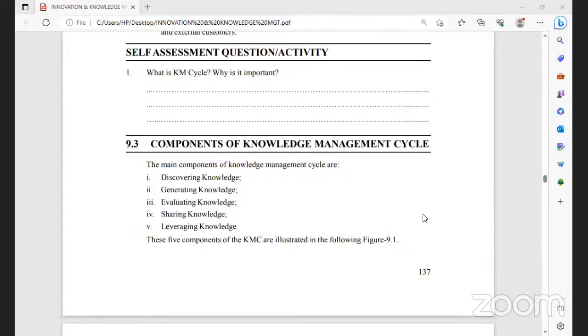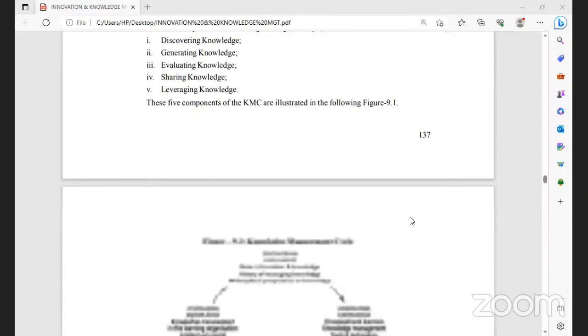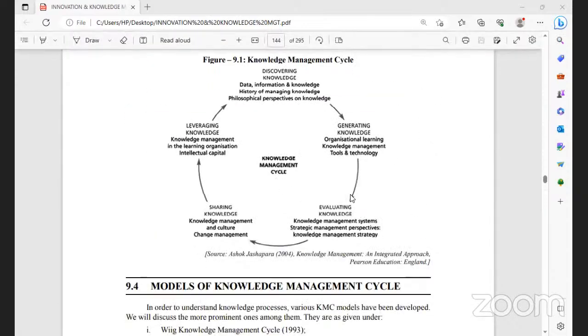And what are the different components of the knowledge management cycle? Those are discovering knowledge, generating knowledge, evaluating knowledge, sharing the knowledge, and leveraging the knowledge. Total 5 phases, or 5 components, are there. These are the things which are explained in this diagram hierarchically: discovering knowledge, generating knowledge, evaluating knowledge, sharing the knowledge, leveraging the knowledge, total in a cyclical process.